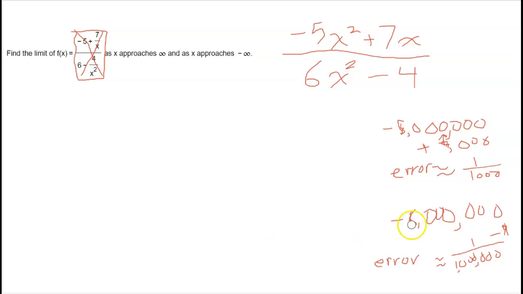And the bottom is no more than 1 out of a million away from 6 million. So basically, we're looking at negative 5 million over 6 million with a tiny bit of error, smaller error than when we thought about putting in 100. That's the point. Those errors keep shrinking in proportion to the big number, the bigger the x we put in.